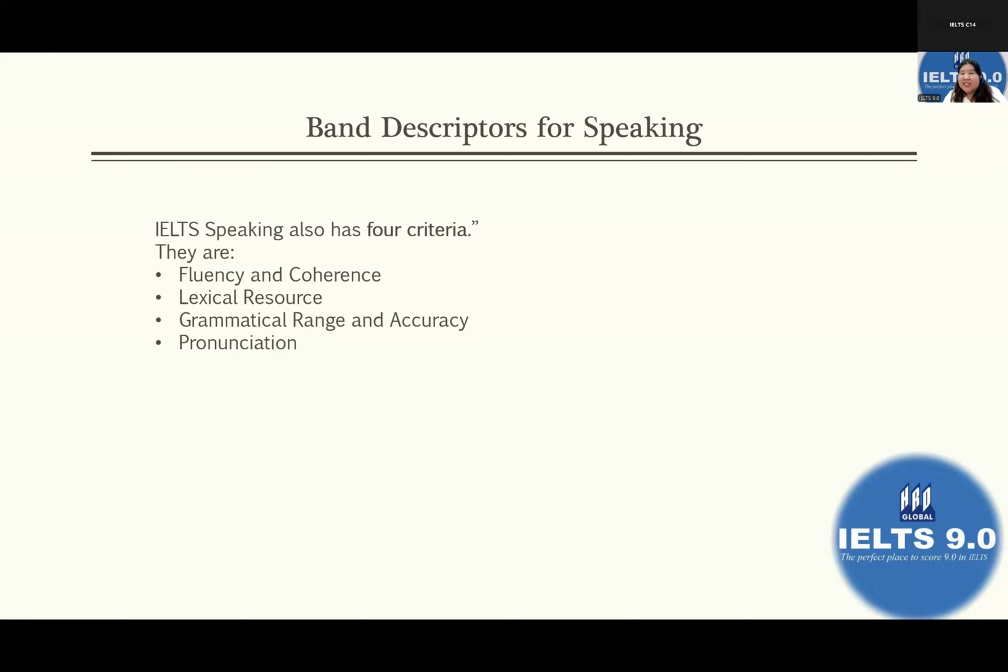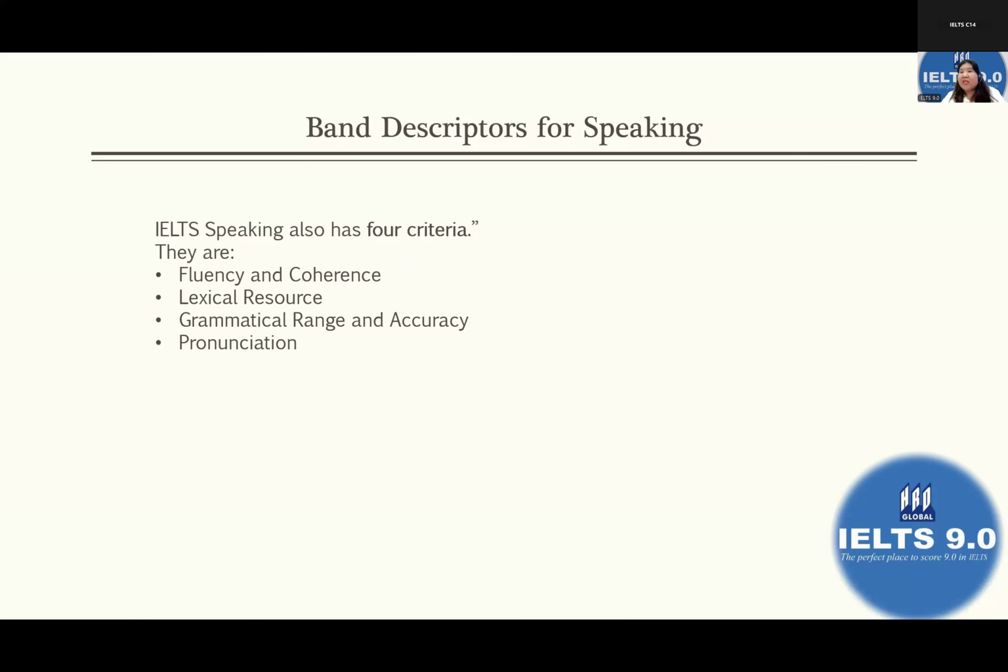Second, lexical resource. This refers to the range and accuracy of your vocabulary. For example, using appropriate words and expressions naturally is more important than using very advanced vocabulary. Memorized or unnatural phrases are easily noticed by examiners. Third, grammatical range and accuracy. This criterion looks at how well you control sentence structures. For example, using a mix of simple and complex sentences accurately shows a higher band. However, consistent grammar errors that affect meaning will reduce your score.